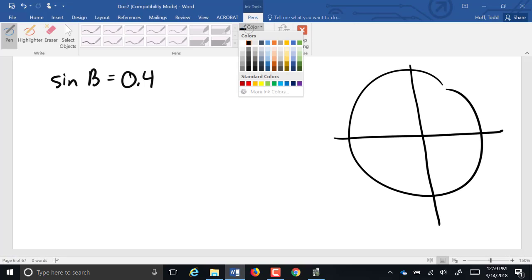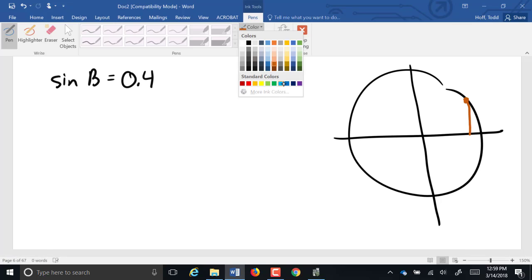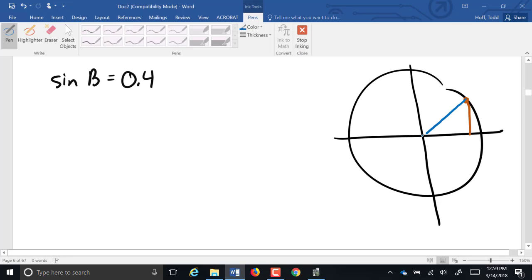If we look at our unit circle, sine is this value right here. That's 0.4. So if this is our triangle, this down here is cosine. So if I know that this is 0.4, do I know any other sides of that triangle?